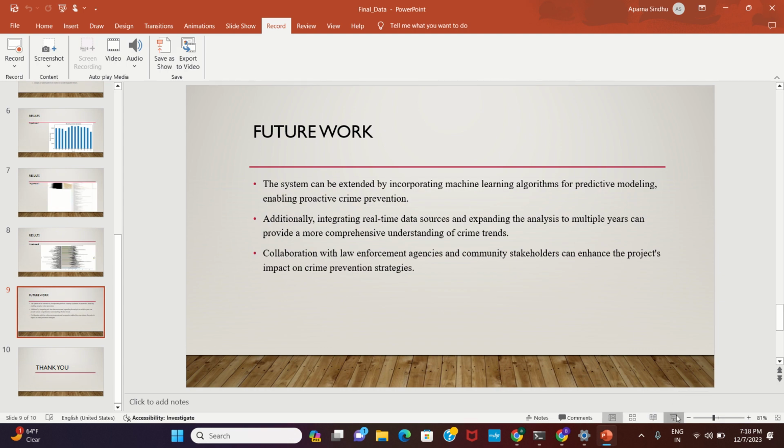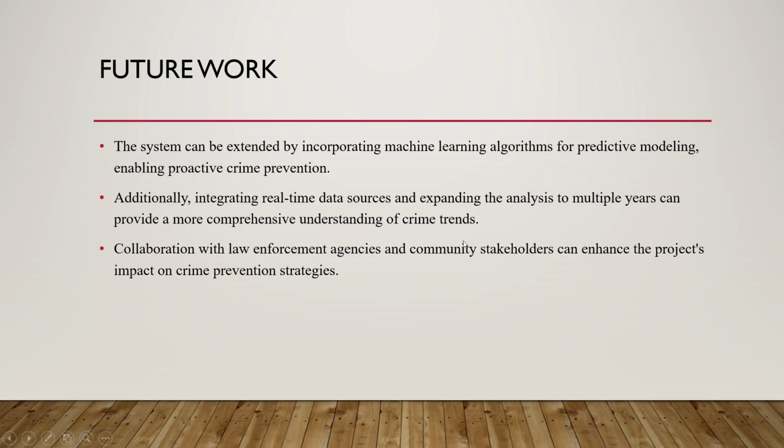Talking about the future work, the system can be extended by incorporating machine learning algorithms for predictive modeling, enabling proactive crime prevention. Additionally, integrating real-time data sources and expanding the analysis to multiple years can provide a more comprehensive understanding of crime trends. And collaboration with law enforcement agencies and community stakeholders can enhance the project's impact on crime prevention strategies as well. So this is the future scope I formulated for this project.